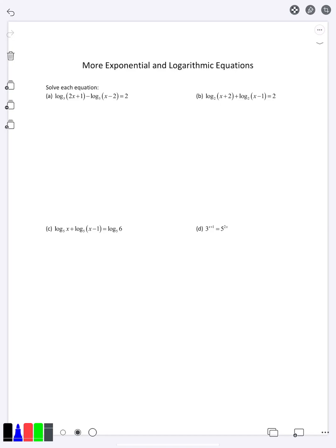equals 2. We learned how to convert from log to exponents, and that was a huge thing for helping us solve equations. But the problem is we have two different logs here. That method only works if you have a single logarithm. If you have more than that, it does not work. So what we need to do is use properties of logarithms in order to combine these together, and then we'll be able to solve it.